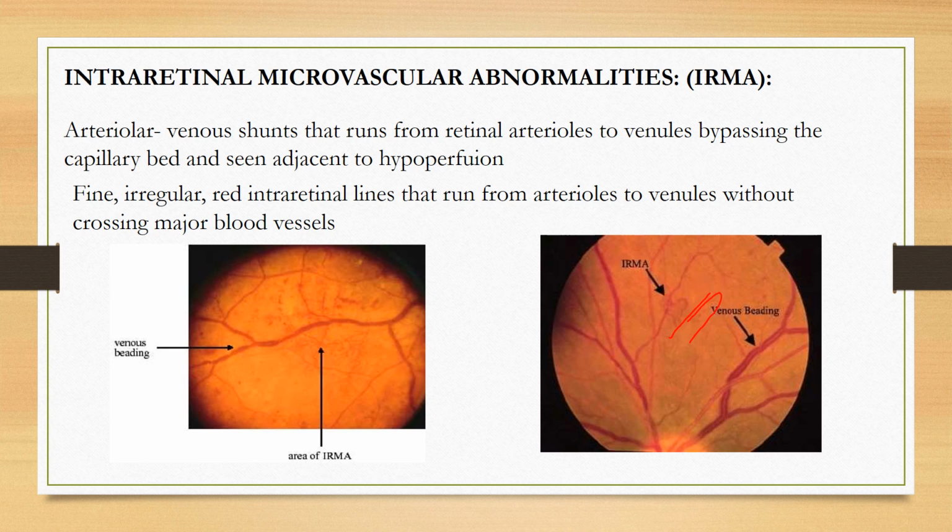Okay, so these are abnormal growth of vascularization connecting two blood vessels, which are arterioles and venules. A major thing we are supposed to consider with IRMA is that it won't cross the major blood vessels. Okay, so it won't cross the major blood vessels. It will appear within the smaller tiny blood vessels alone. So this is how you find IRMA.